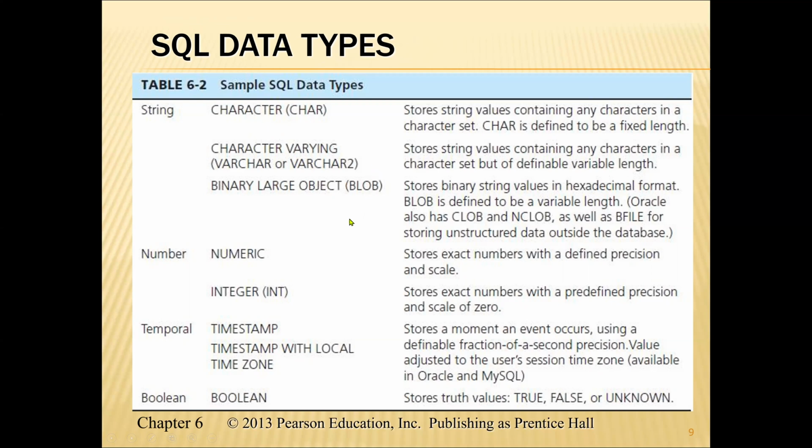Then if I'm storing an object, let's say an image, we also have what we call the binary large object. This will store binary string values in hexadecimal and also BLOB, etc. This is used in Oracle, etc. We have the number data type. It can be integer, which is the same as a whole number.